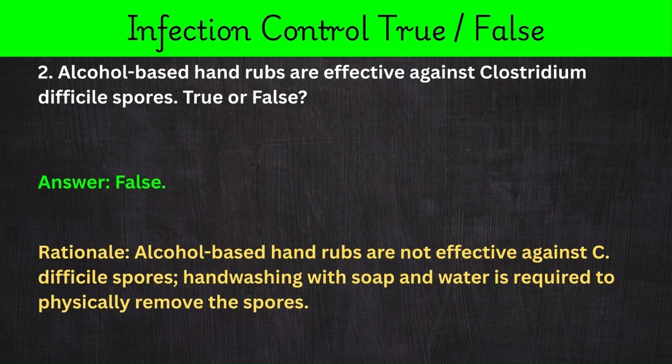2. Alcohol-based hand rubs are effective against Clostridium difficile spores. True or false? Answer: false. Rationale: alcohol-based hand rubs are not effective against C. difficile spores. Handwashing with soap and water is required to physically remove the spores.